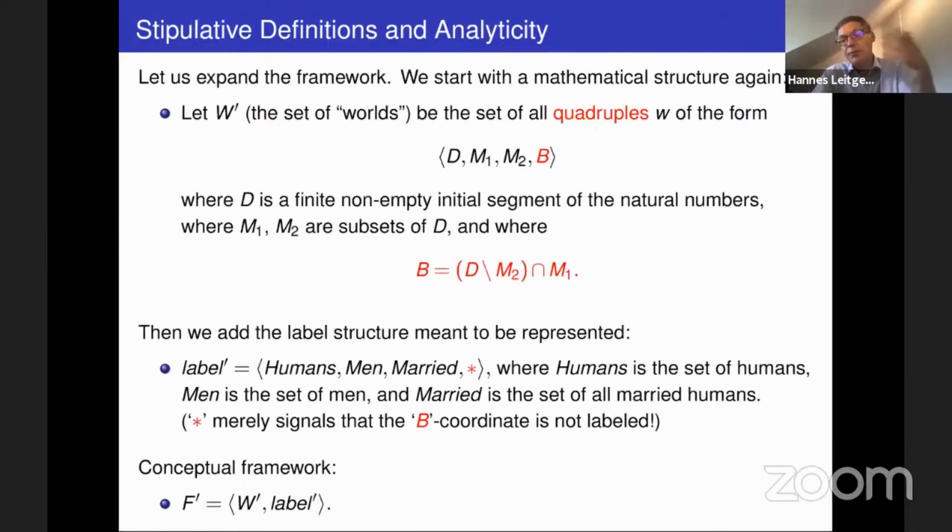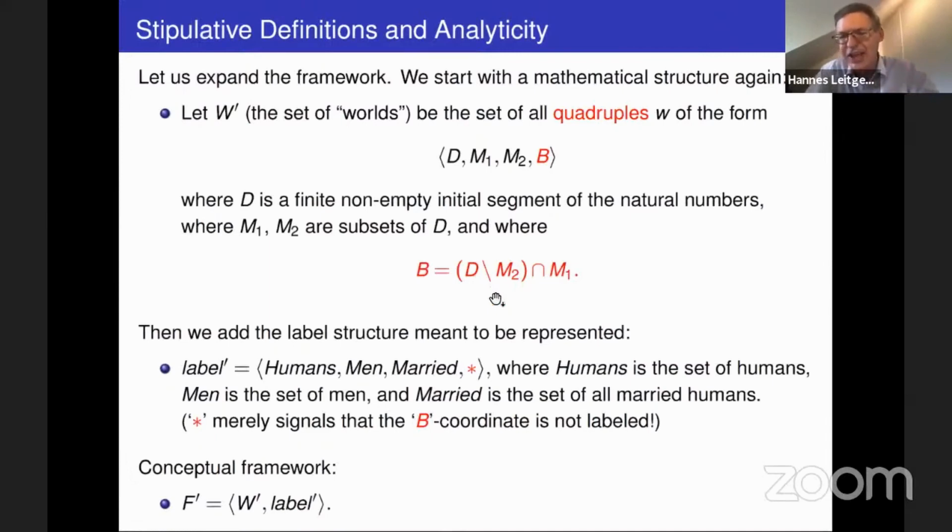So again, we need our purely mathematical worlds. I call that W prime here now. And those are our old triples, D, M1, M2, but I add one component. Every world also now has a fourth component, a B set. Okay, it's another subset of D. But again, the members of D are the natural numbers, and M1 and M2 are subsets of D, and so on. So B is the only thing that I add that's new. That's why it's in red.